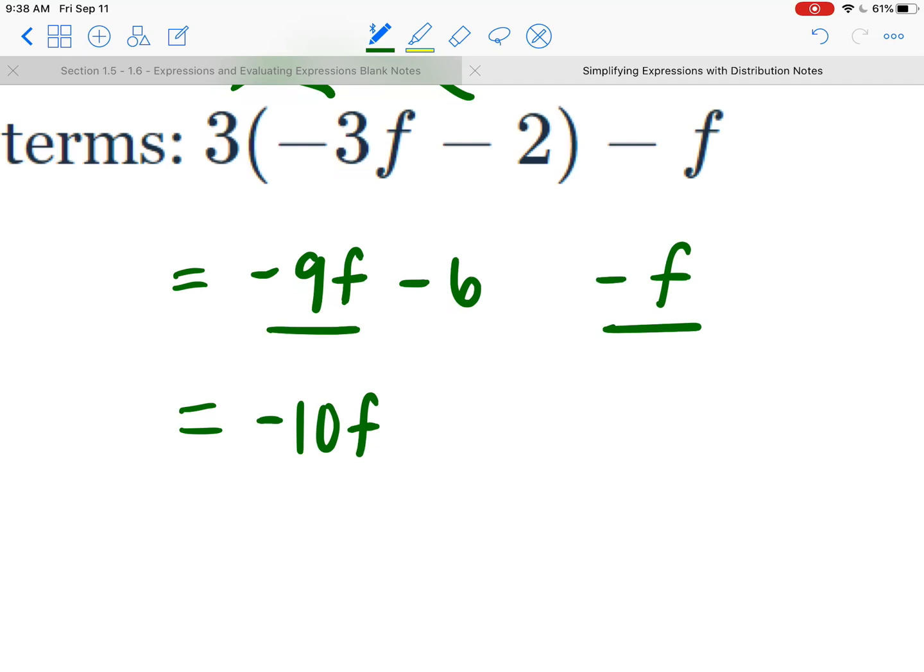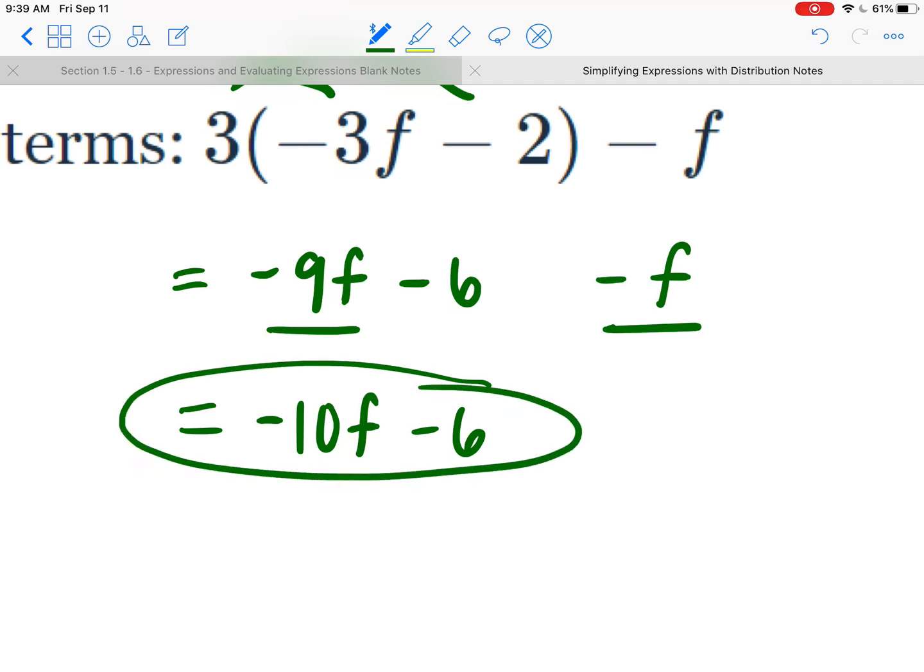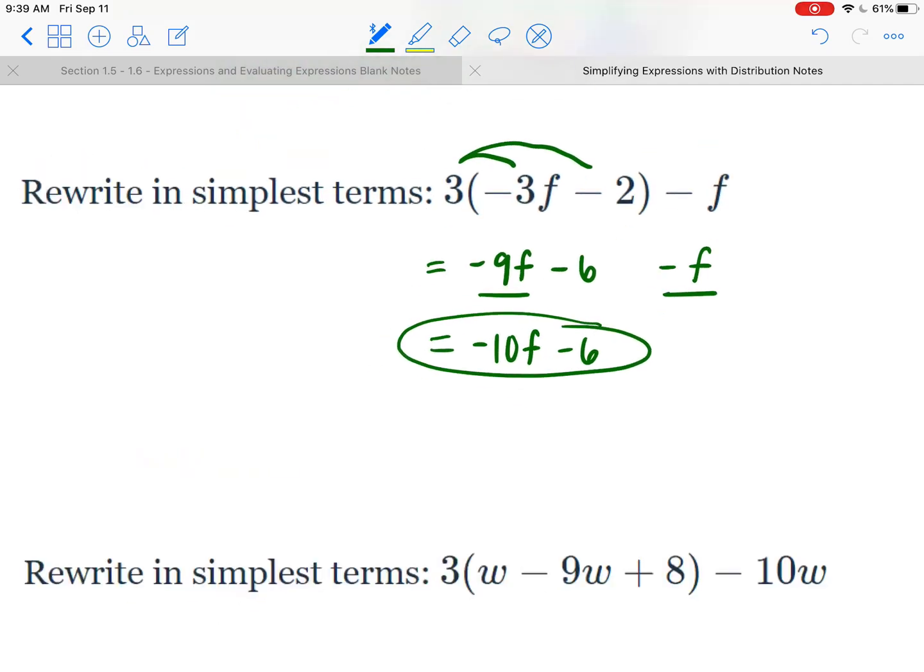And sometimes it helps me to think about subtraction like this as if it were money. So if you owe somebody like $9 right here, and then you owe them one more dollar, really you owe them $10. So that helps me. If it's confusing for you, then don't worry about it. But that's it. That's your answer there. So negative 10f minus 6.